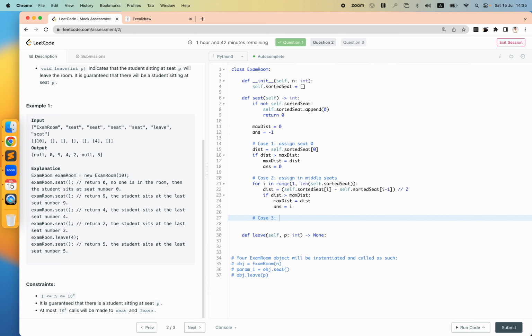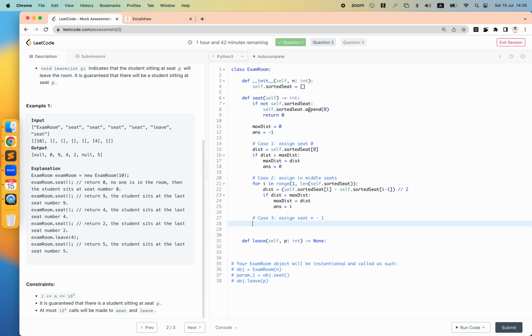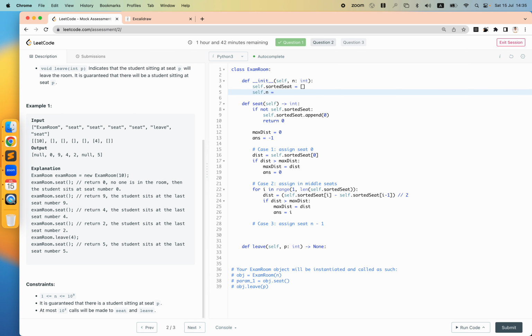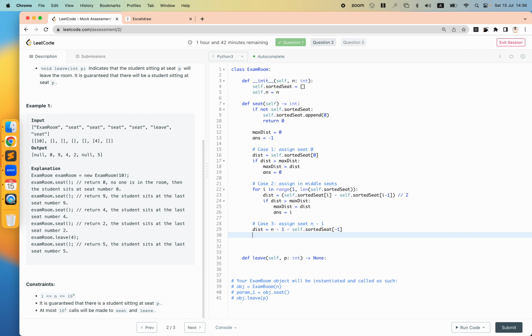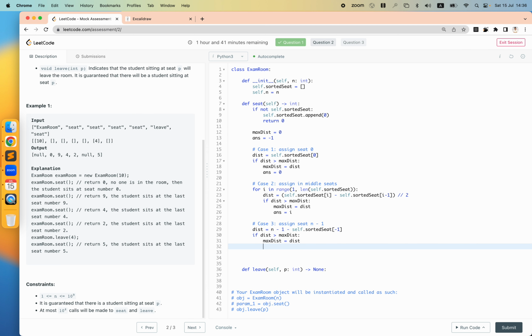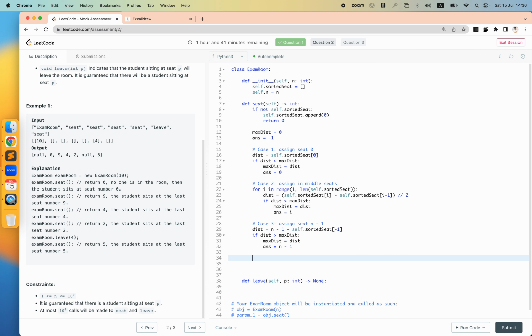Okay. Size set n minus 1, so I need to store n. This equals n minus 1 minus the last one. Yes, if this is greater than max distance, then max distance equals this, answer equals n minus 1. Okay.